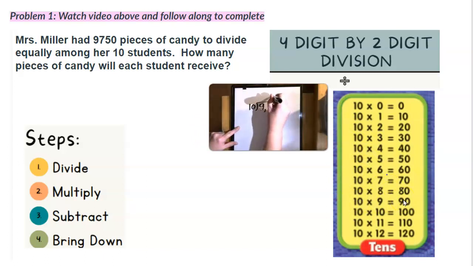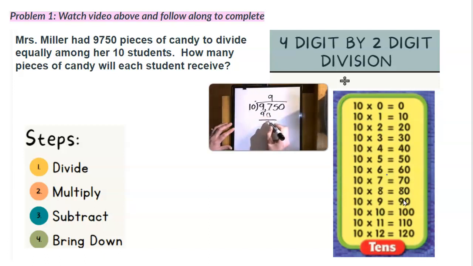So I'll put the 9 on the top right above the 7, since I used this 2-digit number 97 to divide. I don't want to put the 9 up here. I want to make sure the 9's directly above the last number in the 2-digit number. So we have divided. Let's multiply. 9 times 10 equals 90.